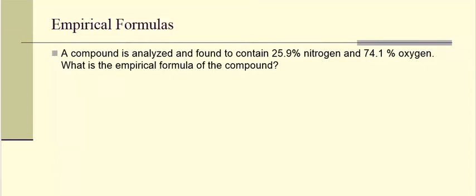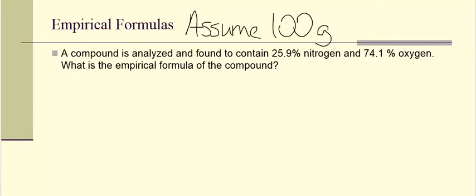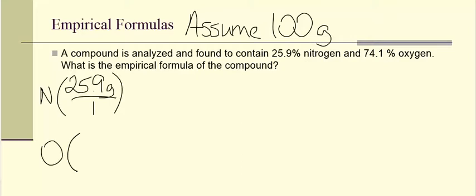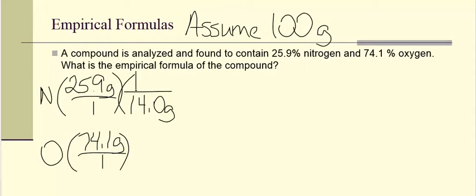We have a compound that contains nitrogen and oxygen. What is the empirical formula? Well, I'm going to assume 100 grams. So 25.9% nitrogen would give me 25.9 grams of nitrogen, and 74.1% oxygen, 74.1 grams of oxygen. We're going to take grams, divide by the molar mass from the periodic table to give me moles.